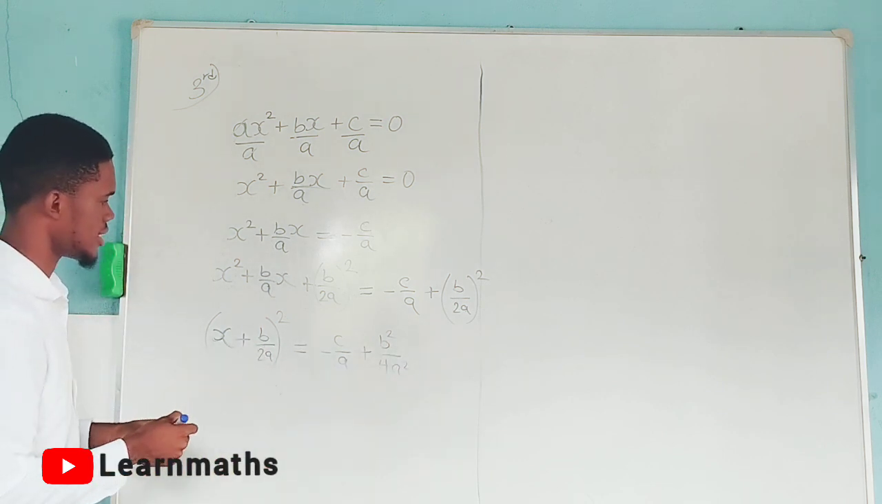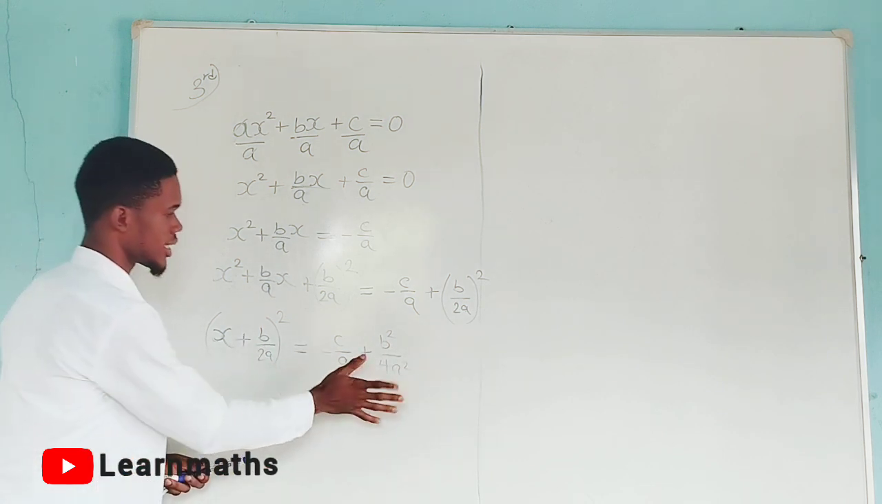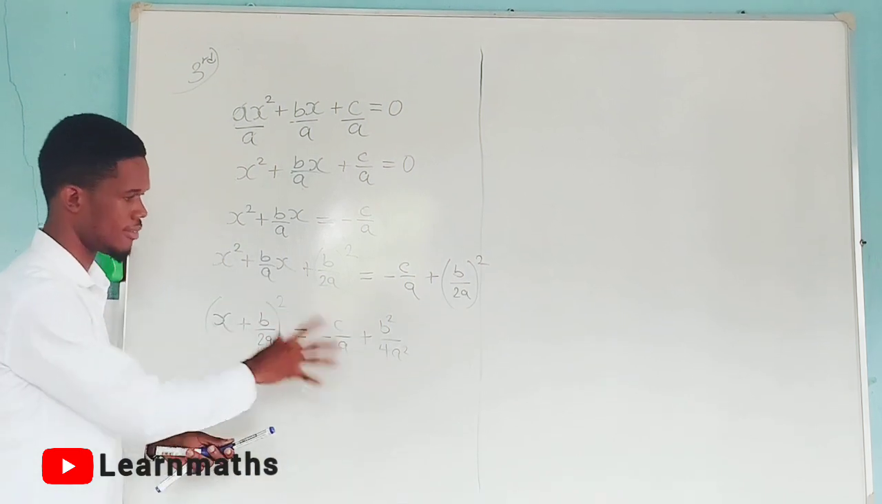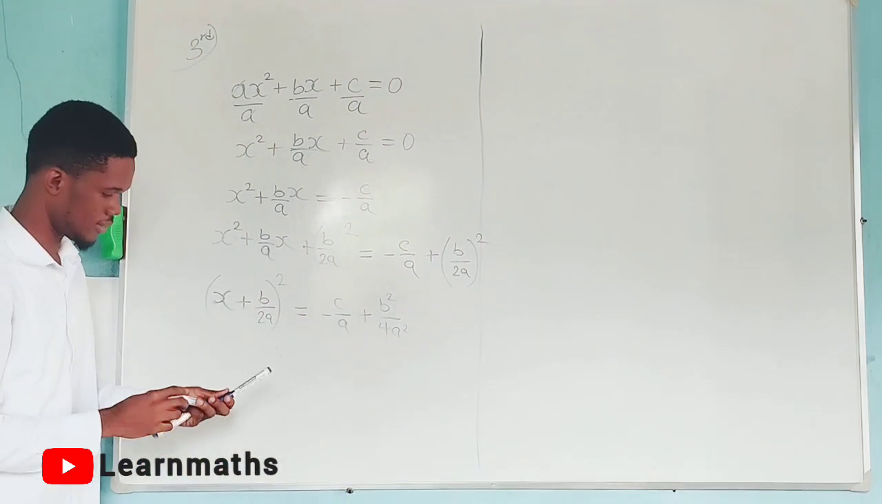So having done this, the next step is going to be simplifying the right hand side. Let's simplify the right hand side as much as we can.